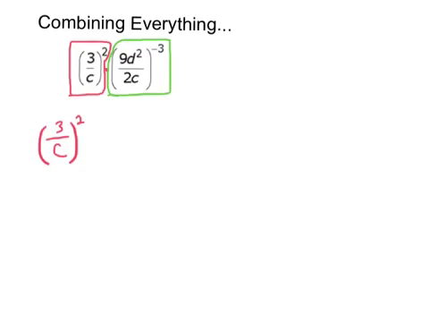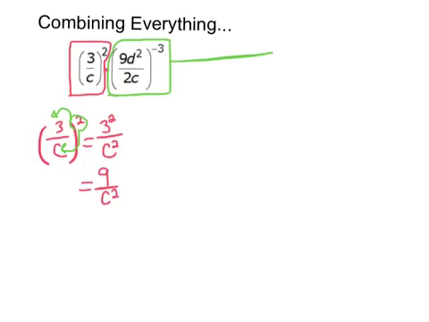And so what we end up getting here is we end up taking this 2, applying it to the 3, and applying it to the c. And so this is then equal to 3 to the second power over c to the second power, which isn't completely simplified yet, so I need to say, well, I know what 3 to the second power is, which is 9 over c squared. And that's it for that one.